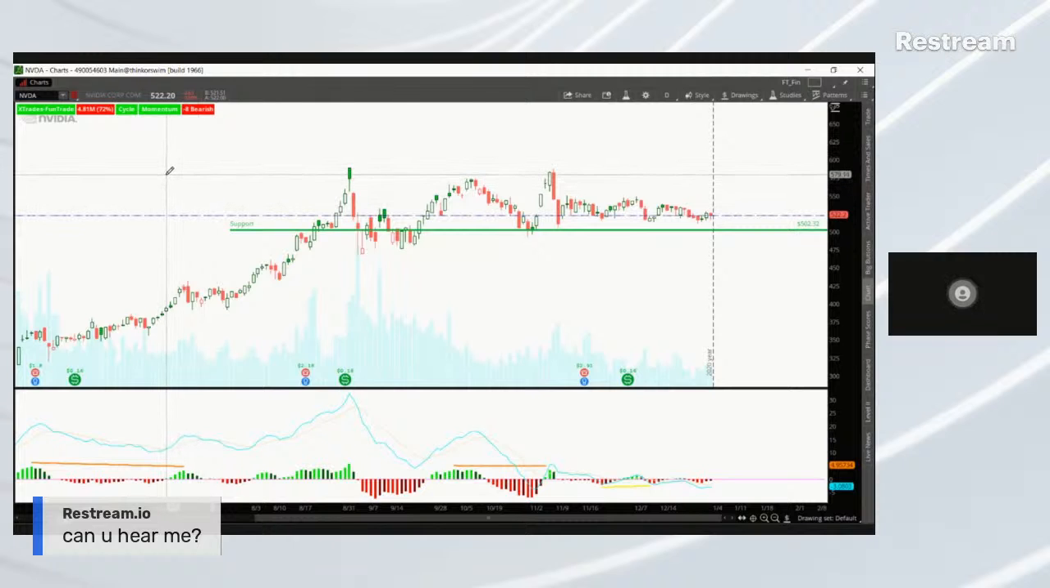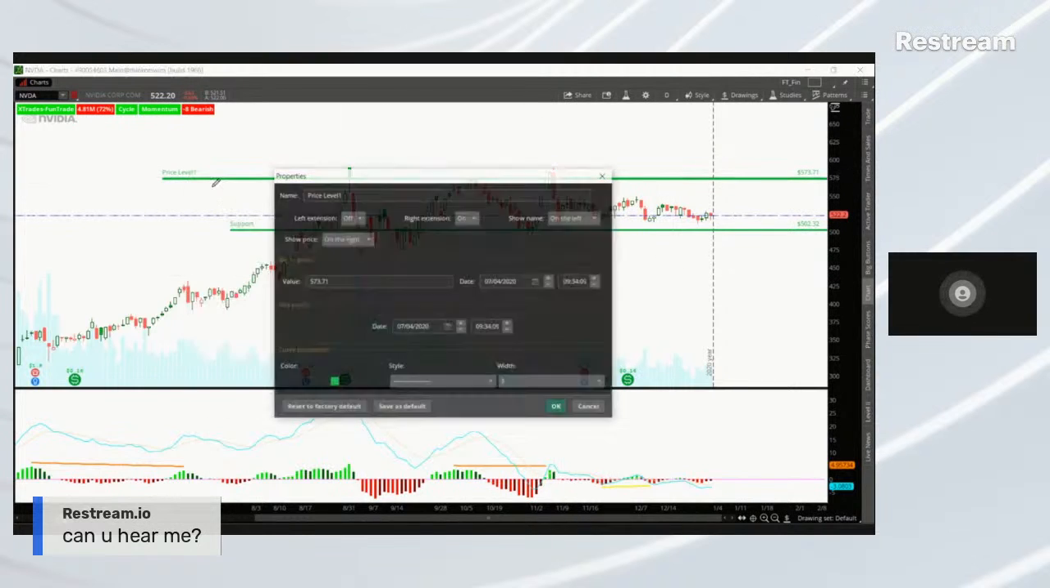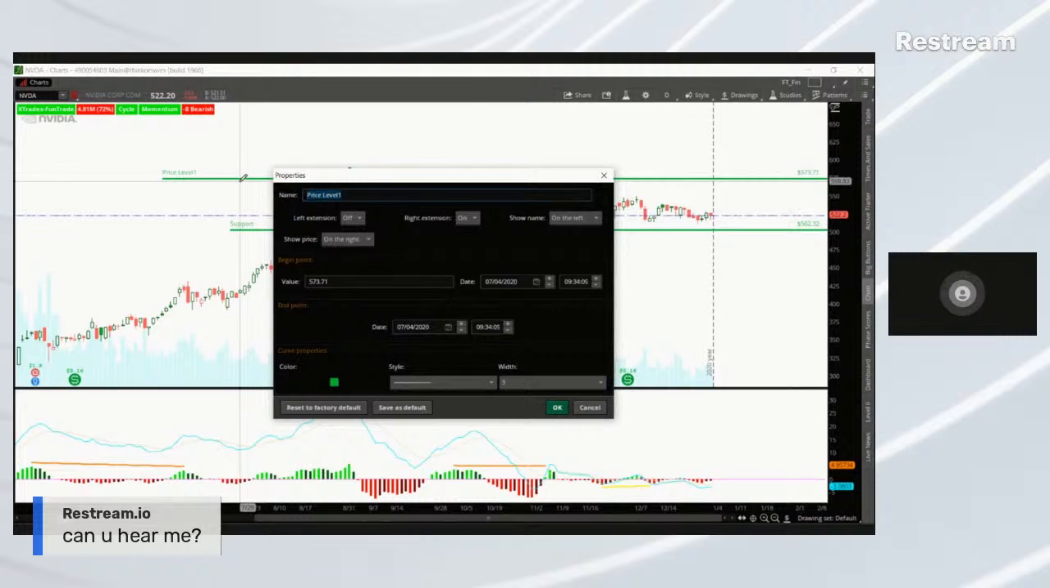And for my resistance, I can go with this because I see the price action being rejected here twice. But I am considering this as my resistance level here because I'm just considering the body of the candle and the wick, the rejection. It tried to break out twice and then was rejected. So I don't have to really go with the high as my resistance.